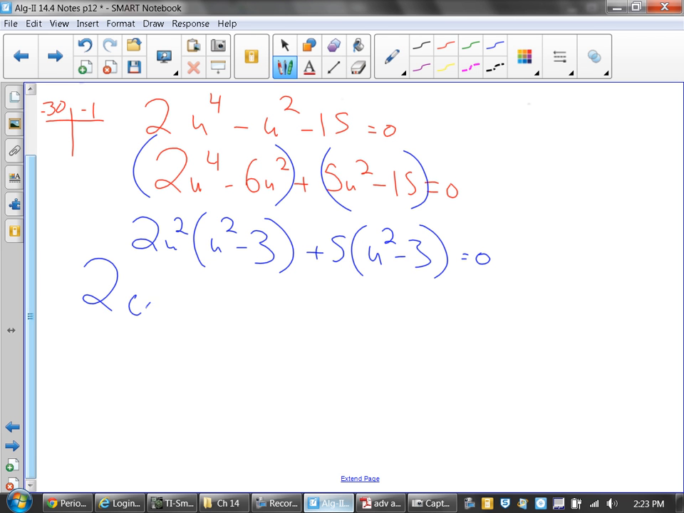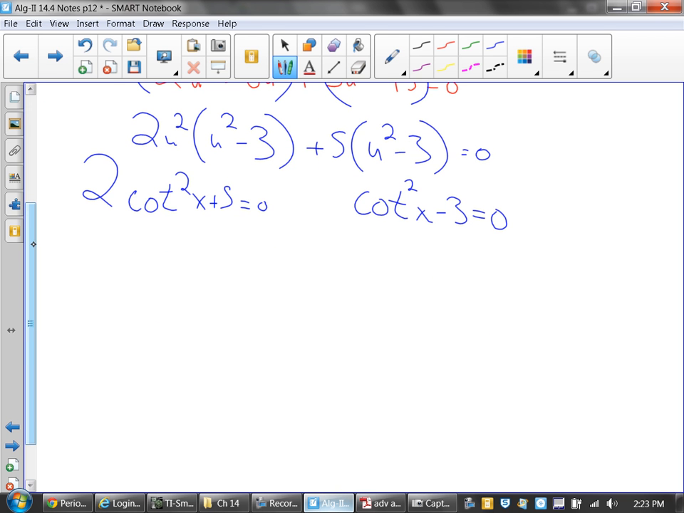So I have 2 cotangent squared x plus 5 is 0. And cotangent squared of x minus 3 is 0. I'm left there. Again, I'm going to move everything to the one side to get the trig function alone. Subtract 5, divide by 2.